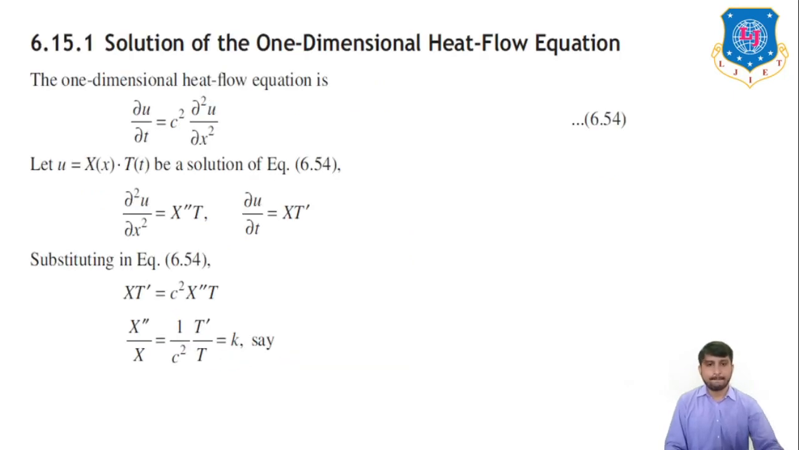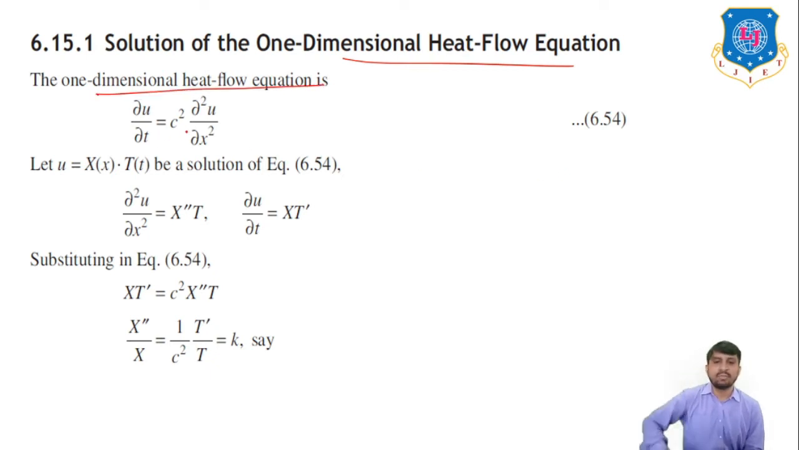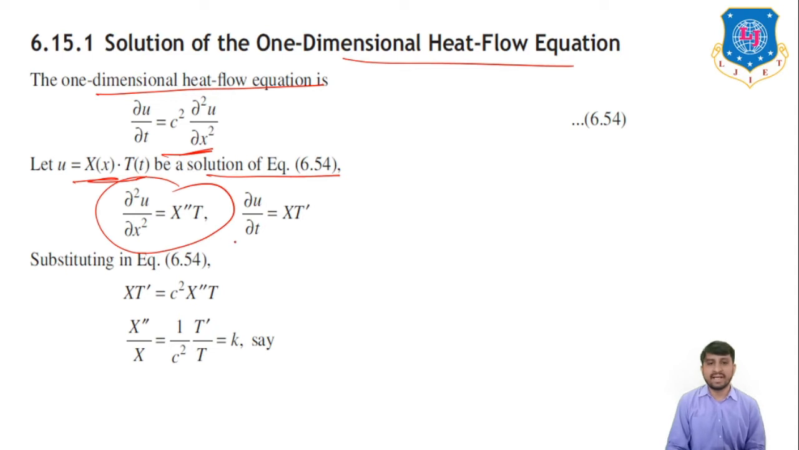And now, solution of the one dimensional heat flow equation, so the heat equation, okay, now we are discussing the heat equation. The one dimensional heat flow equation is del u by del t equal to c square del square u by del x square. Once again, u is equal to capital X into capital T, be a solution of equation 6.54. So del square u by del x square is equal to X double dash T, and del u by del t is equal to X T dash, right?